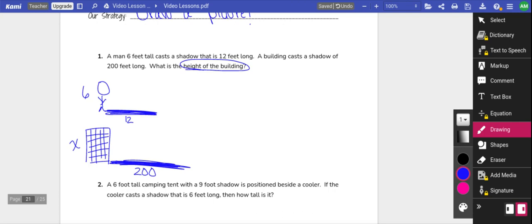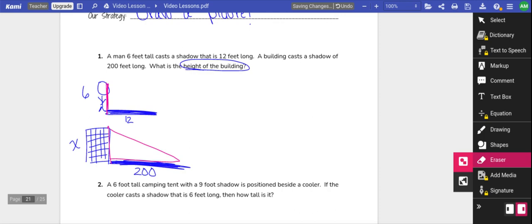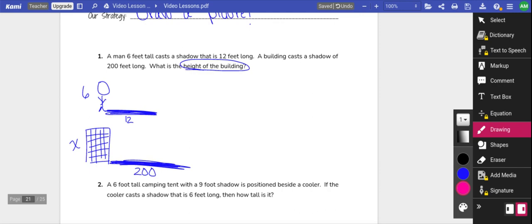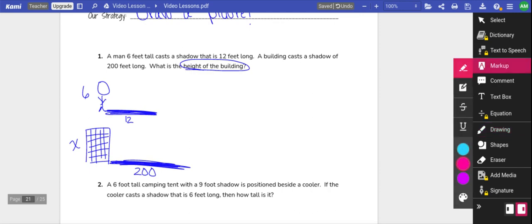And now I'm going to look at this. This almost looks like a triangle, doesn't it? Oh my gosh, I have two triangles here. These are similar triangles. So what I'm going to do with each of these questions is set them up just as if they were similar triangles. So I'm going to identify my corresponding parts. 6 is the height of the man, and X is the height of the building. So those are corresponding parts.